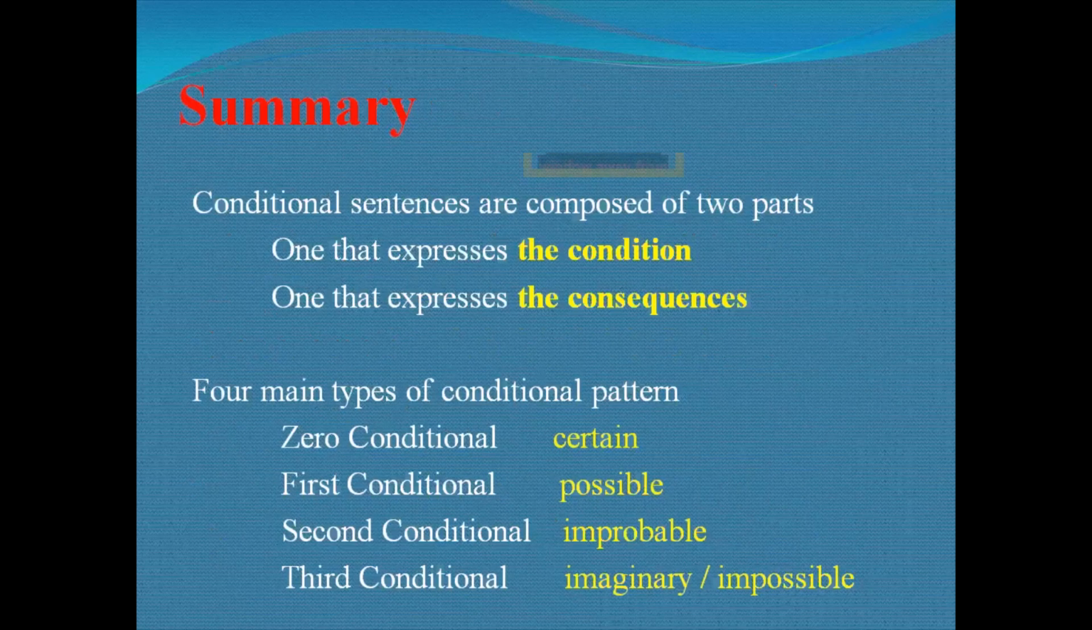Conditional sentences are composed of two parts: one that expresses the condition and the other that expresses the consequences or results. We have four main types of conditionals: zero conditional, first, second, and third. Zero conditional expresses certainty. First conditional expresses possibility. Second conditional expresses improbability, and the third conditional is impossible, or we call it imaginary.